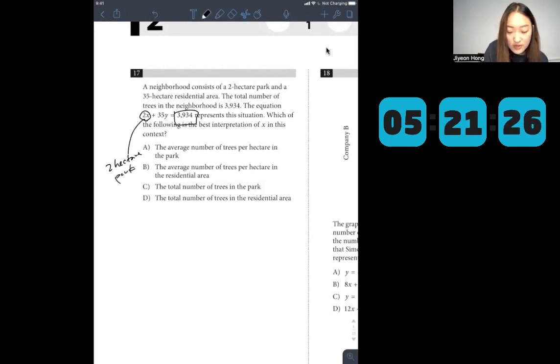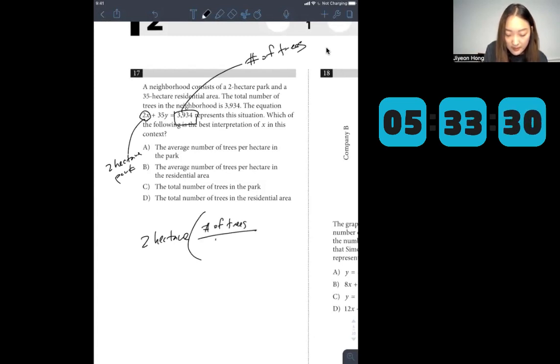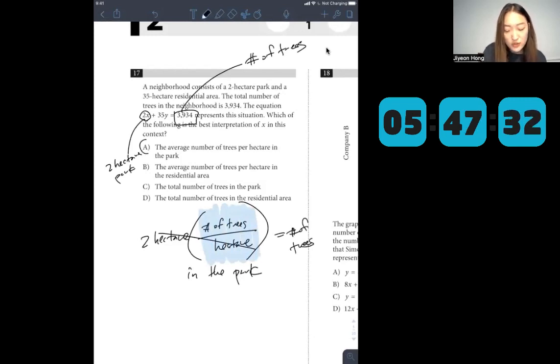This total number is representing the number of trees. And the 2 is the 2-hectare. So this has to be the number of trees per hectare within the park, right? In order to cancel out to get number of trees. So essentially we're looking for the number of trees per hectare, and we look at answer choice A, average number of trees per hectare in the park.